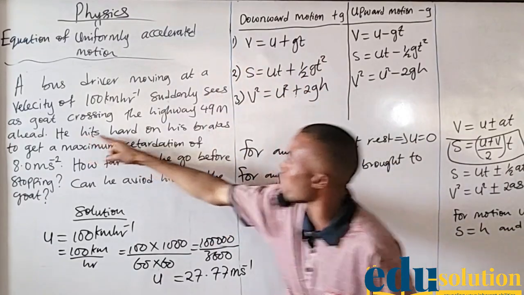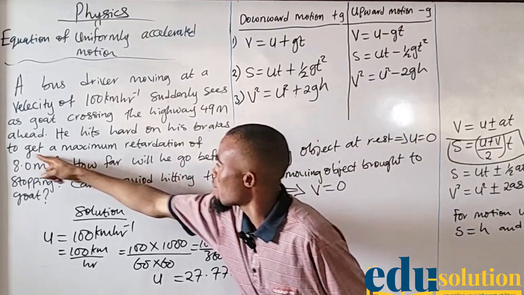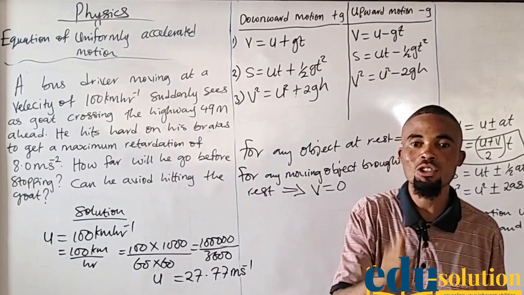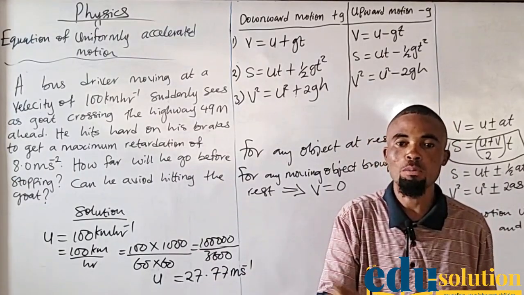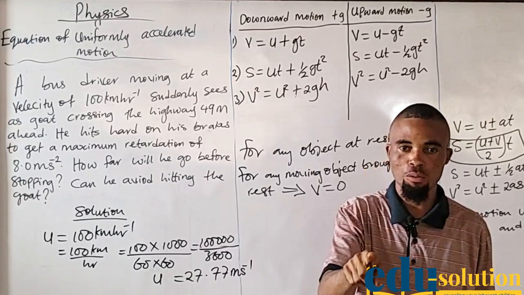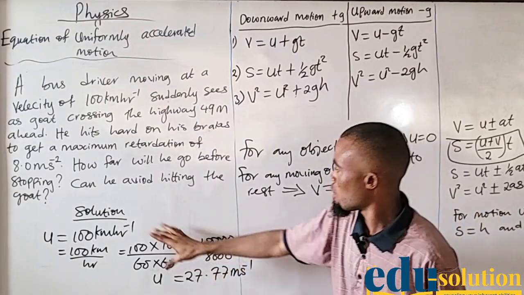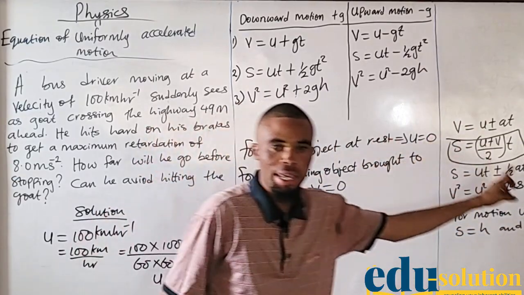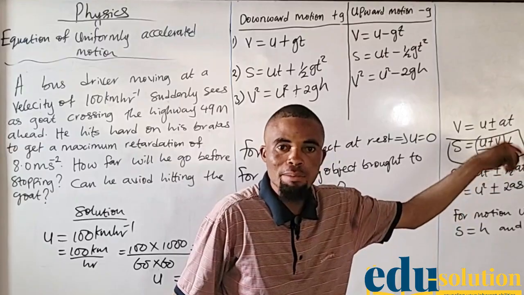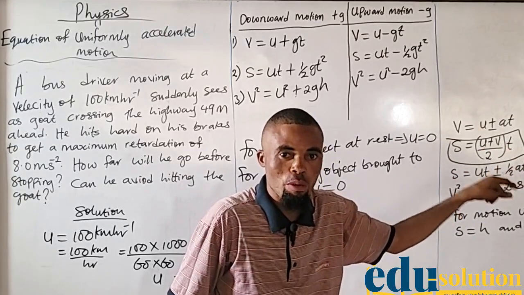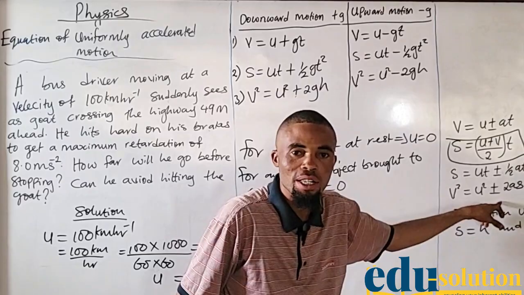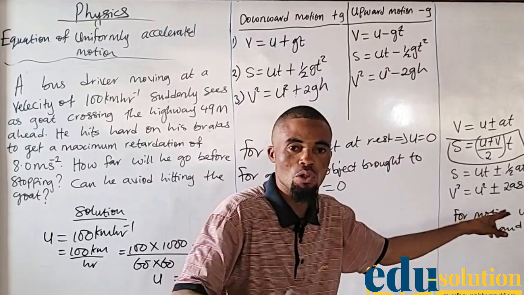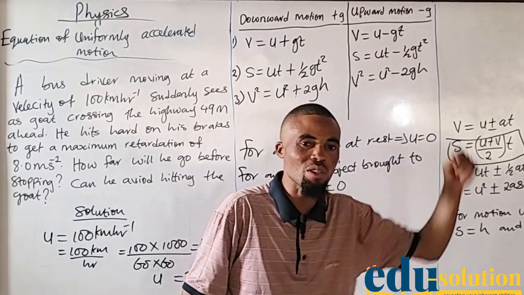So he had to hit hard on his brake so as to get a maximum retardation of 8.0 meters per second squared. Don't forget I told you retardation is the same thing as deceleration, and both of them are the opposite of acceleration. Do you get it now? If I want to use acceleration a, it is the same thing as retardation, but the difference is I will not be putting plus there, because it's retardation, not acceleration. I told you that in my previous video. So I am going to be using minus in the formula because the question says retardation.